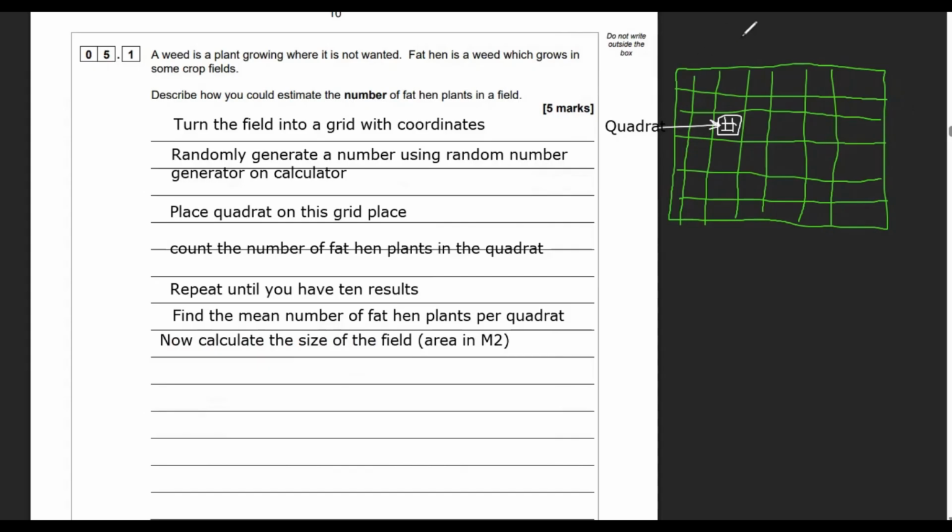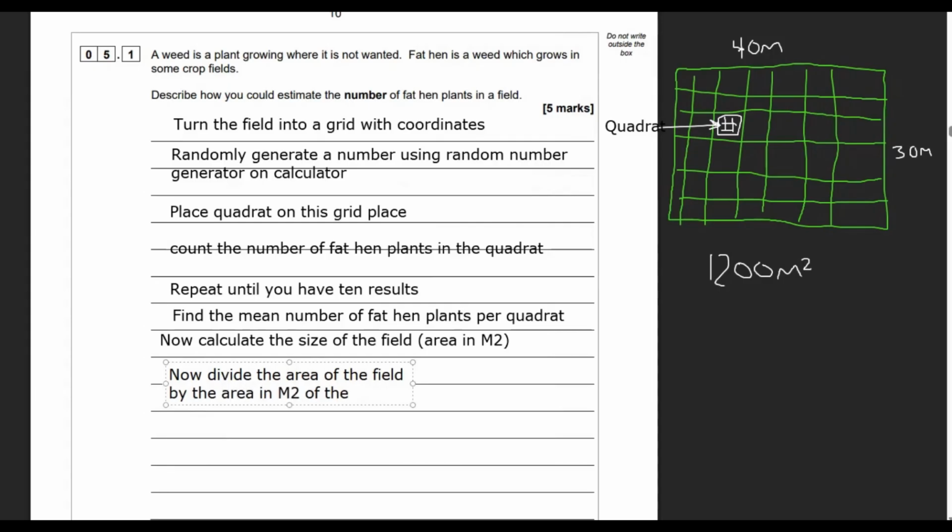It's up to you. Now calculate the size of the field. So you're going to do the width times length. It's unlikely that it's going to be a beautiful square like this, but it might be. So 40 meters times 30 meters in my example, just so that you can visualize it, is going to be 1,200 meters squared. Now divide the area of the field by the area of the quadrat. It's really handy if you have a 1 meter squared quadrat, because if it's a 1,200 meter squared field, then you can fit 1,200 quadrats in there, but that's unlikely.